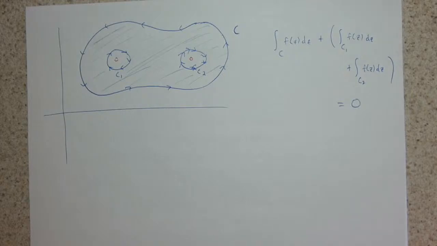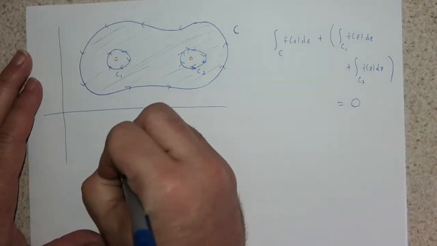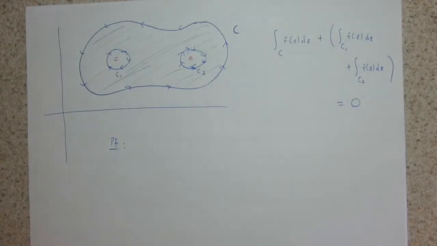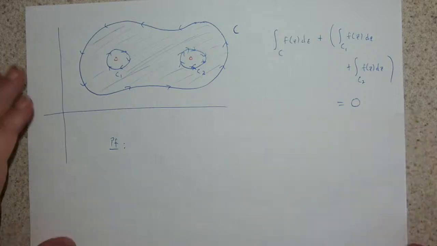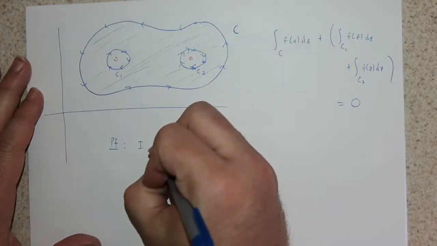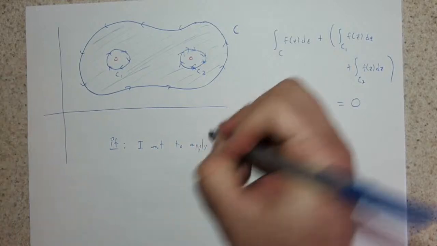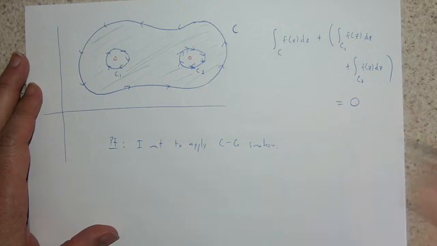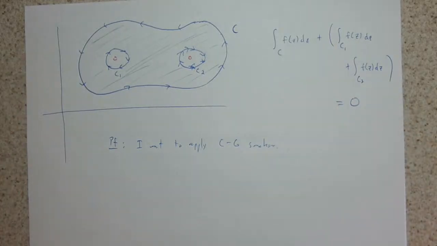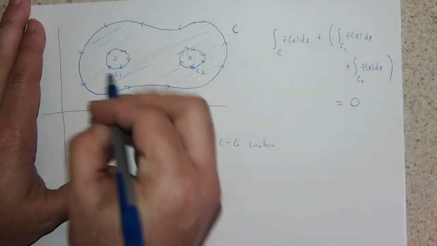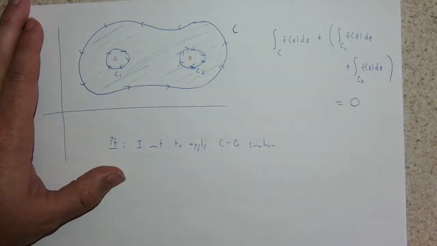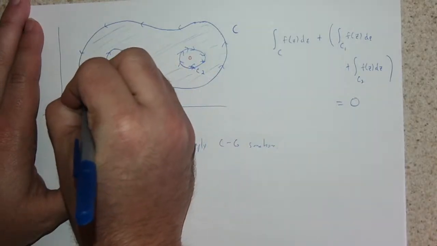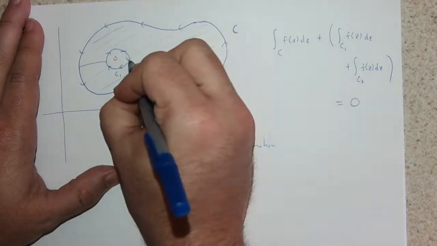Okay. So how do I prove this? I'm not going to go through the whole proof of this. This is more of intuitively how this works. The idea is that I want to apply the Cauchy-Goursat that we're used to somehow. What do I do? Well, basically, I create paths that connect these inner paths to the outer curve. So I add in these paths.